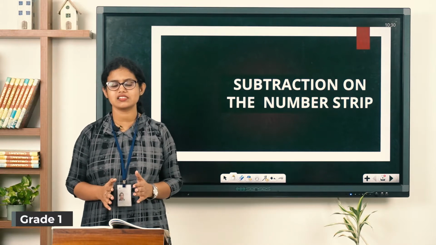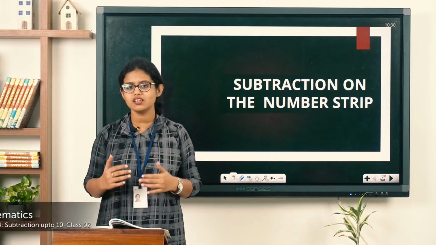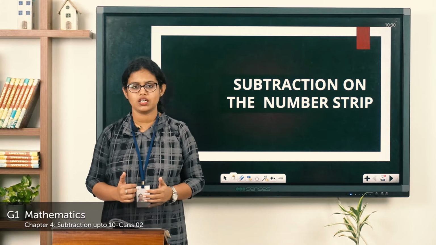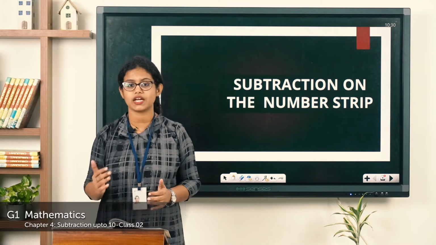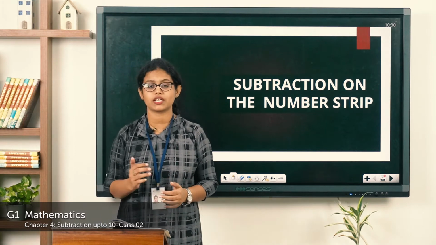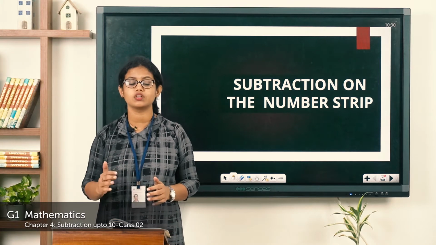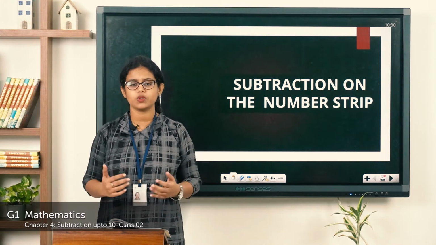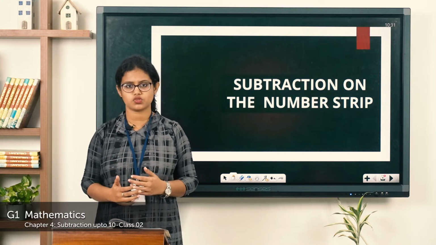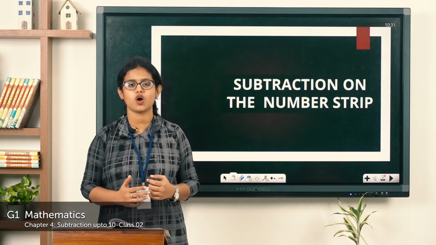In the last class, in maths we started with subtraction and we learnt that subtraction means taking away and we do sums based on subtraction. And today we are moving on to a new topic in subtraction, that is subtraction on the number strip or the number line. How can we subtract two numbers on a number strip? So now let's learn how to subtract two numbers on number strip.